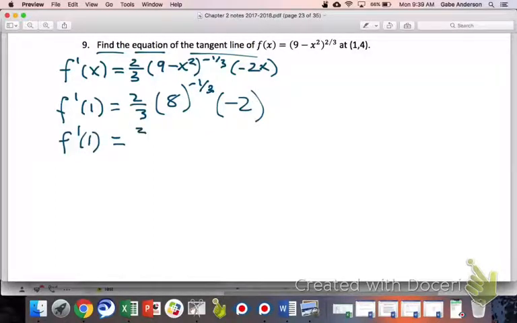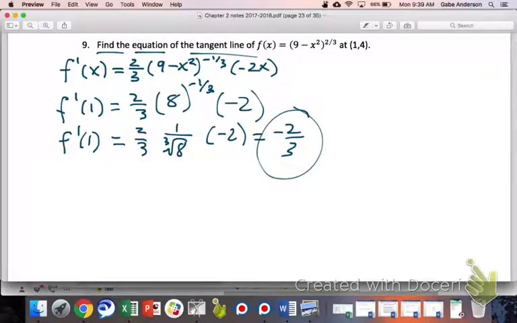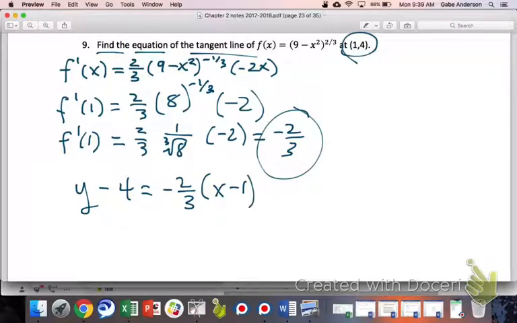F prime of 1 equals 2/3. It's really 1 over the cubed root of 8 times negative 2. So the cubed root of 8 is 2, so it's 1/2. So what do we get? Negative 2/3. So at this point, I've got my slope of the tangent line. I've got my point of tangency. Let's try to put it all together with maybe point slope form. As you guys know, I like that. So it'd be y minus 4 equals negative 2/3 times x minus 1. Feel free to convert that over to slope intercept or some other form. I kind of would like it if you left it there, but whatever.